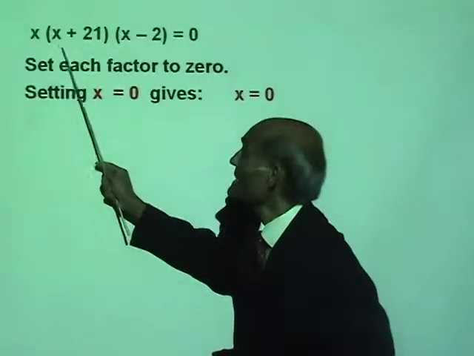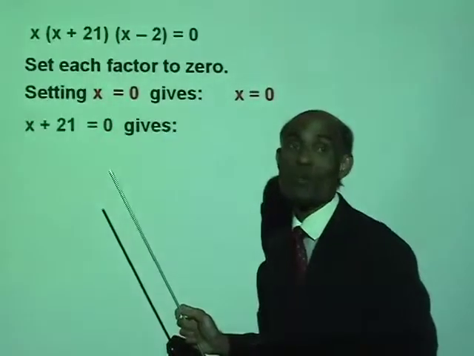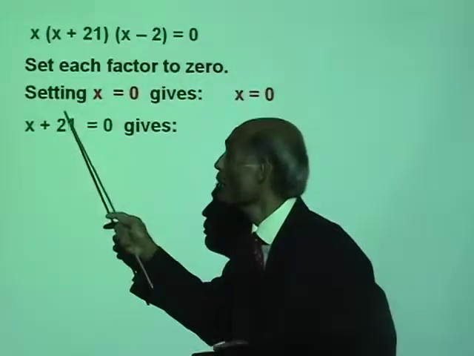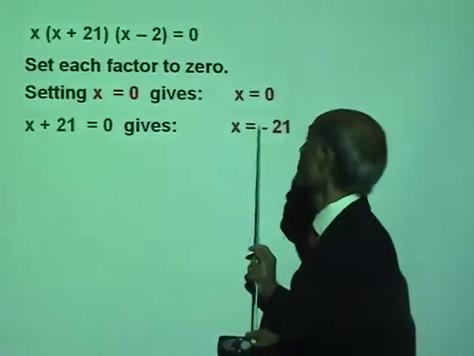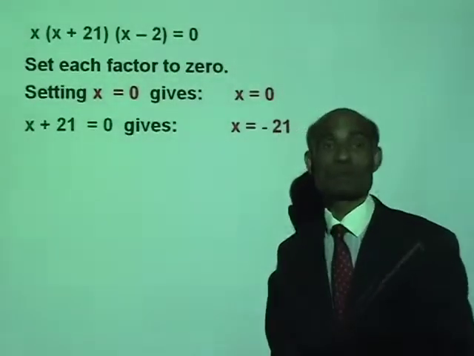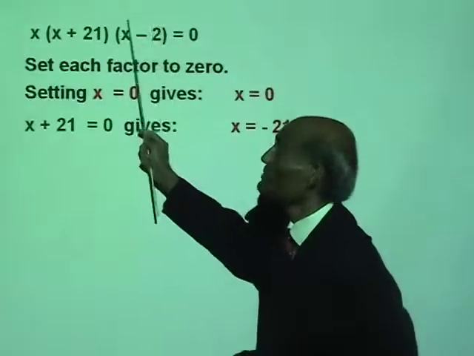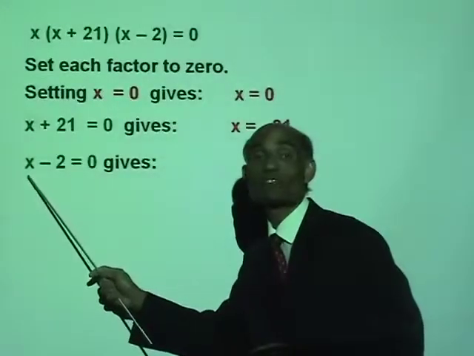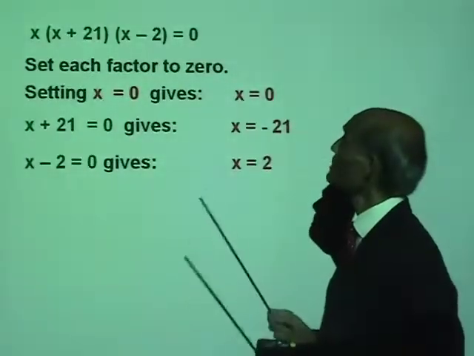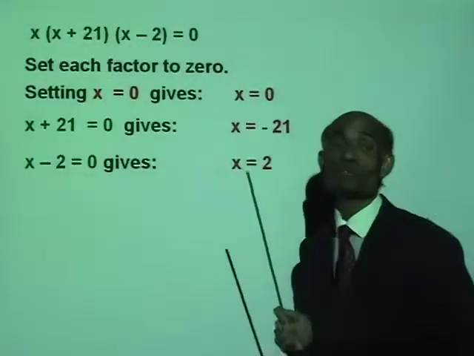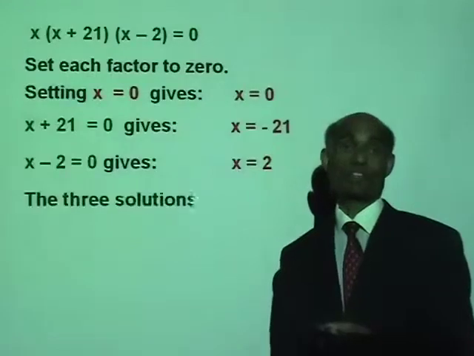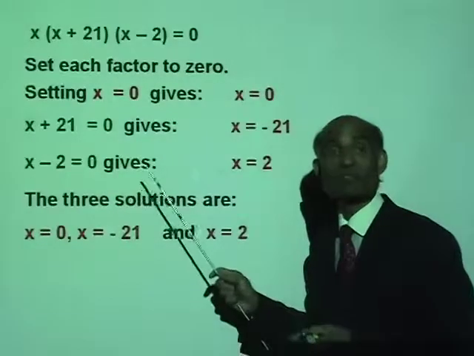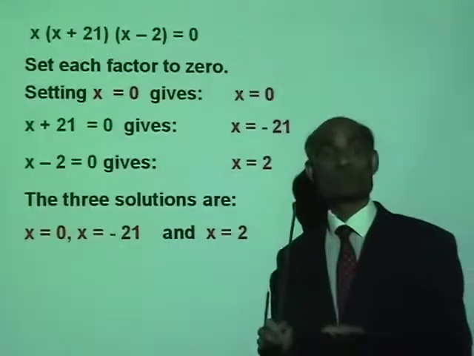Alright, let's now take the second factor, x plus 21 equal to 0. What is the value of x from here? Move positive 21 to the right. It will give you x equal to negative 21. And now set the third factor to 0. x minus 2 equal to 0 gives you what value of x? x equal to 2. So there are 3 solutions for x in this equation, and they are x equal to 0, x equal to negative 21, and x equal to 2.